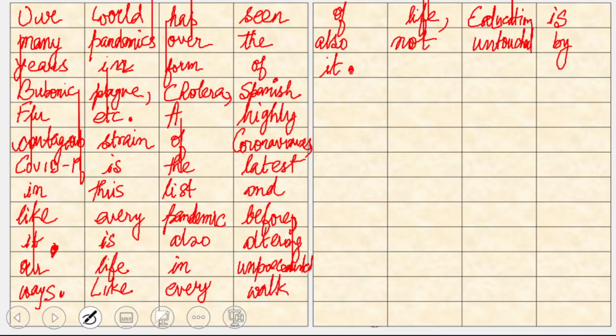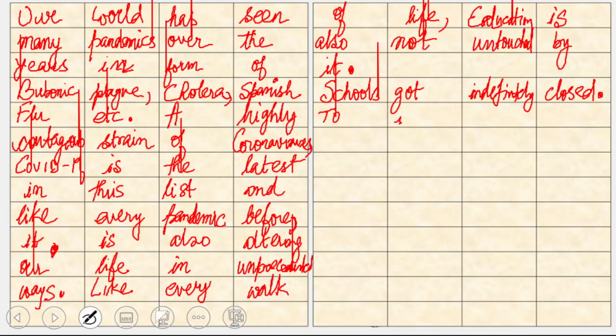So first let's take the school education. What happened due to COVID-19? Lockdown happened and therefore schools got indefinitely closed. Indefinitely closed, full stop. To impart education, comma, what happened, teachers and schools started venturing into online education.